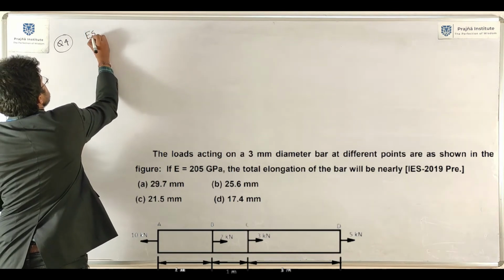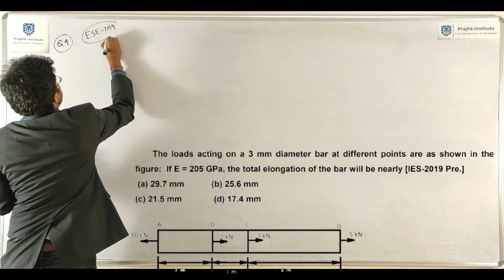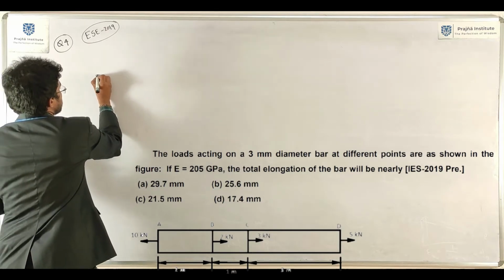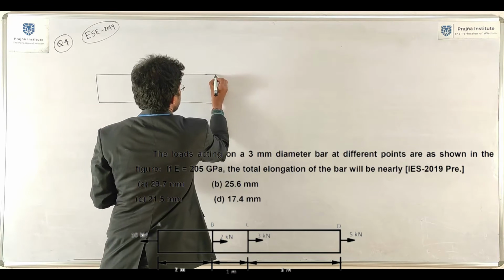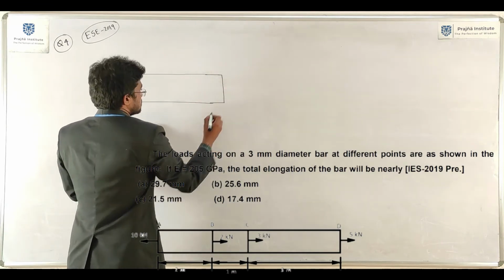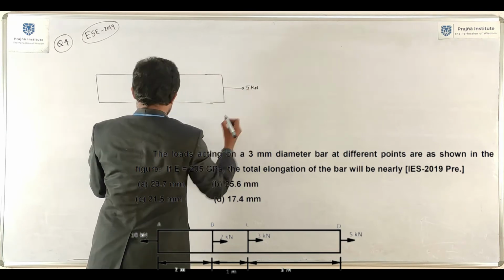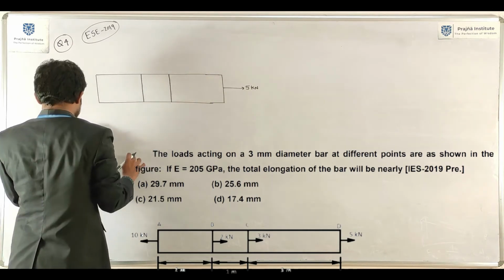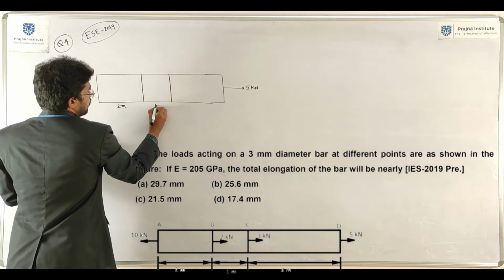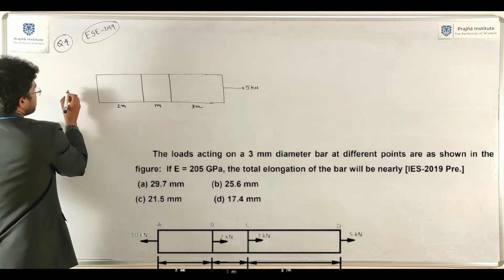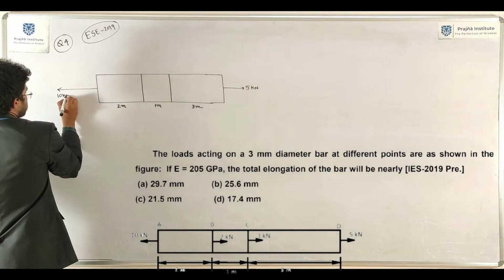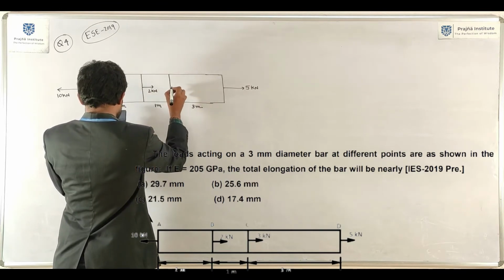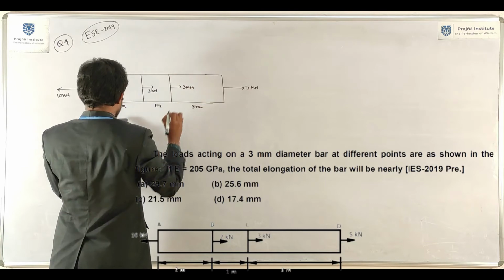IES or ESC 2019. Just draw the figure first. Here it is 5 kilonewton. Then from here to here, it is 2 meter, 1 meter, 3 meter. Here 10 kilonewton, 2 kilonewton is acting here, 3 kilonewton is acting.